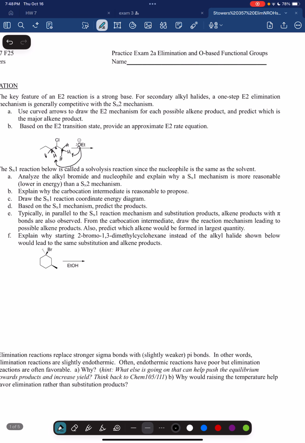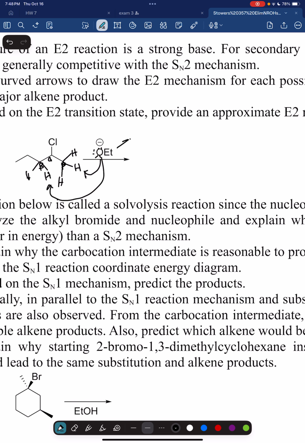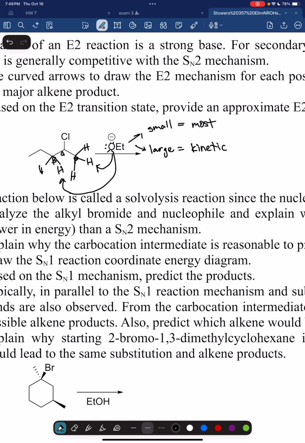Predicting the major product is dependent on what the base is. If you remember, the small, not bulky bases, but still strong, will have an E2 mechanism that will produce the most stable, or the Markovnikov product. And then the larger bases will produce the kinetic product, which is attacking the beta hydrogen that is least sterically hindered. And that kind of makes sense because it's a big base. It can't get in to attack a hydrogen that is sterically hindered.